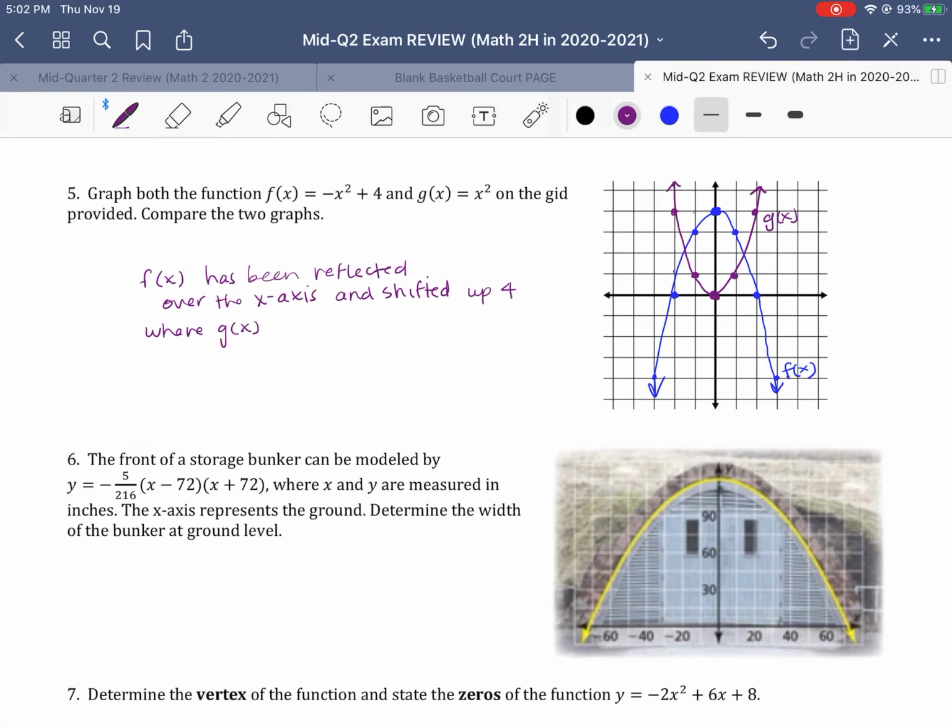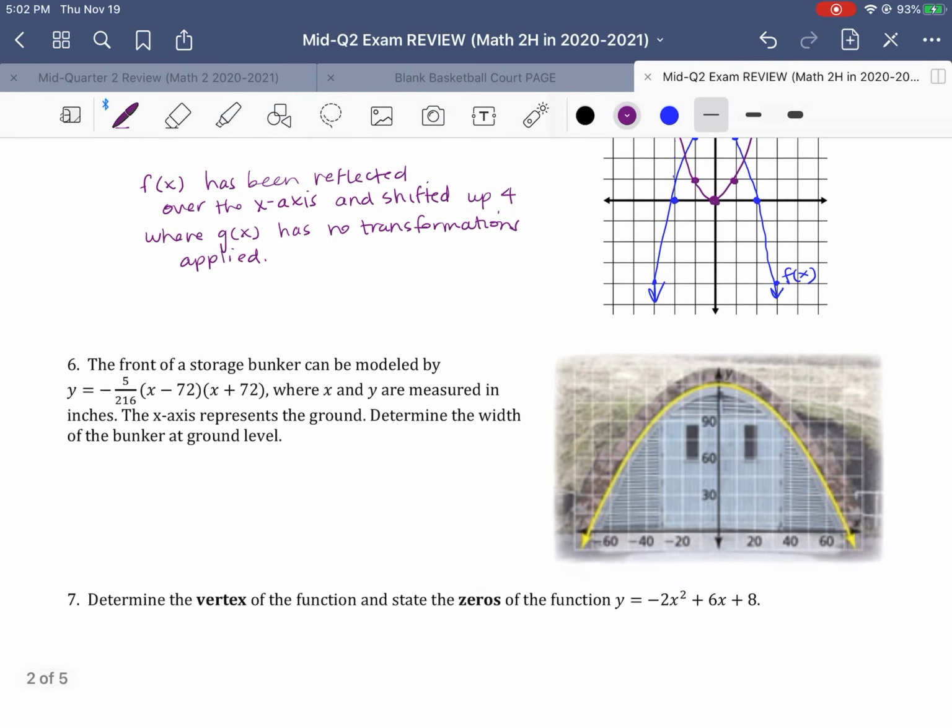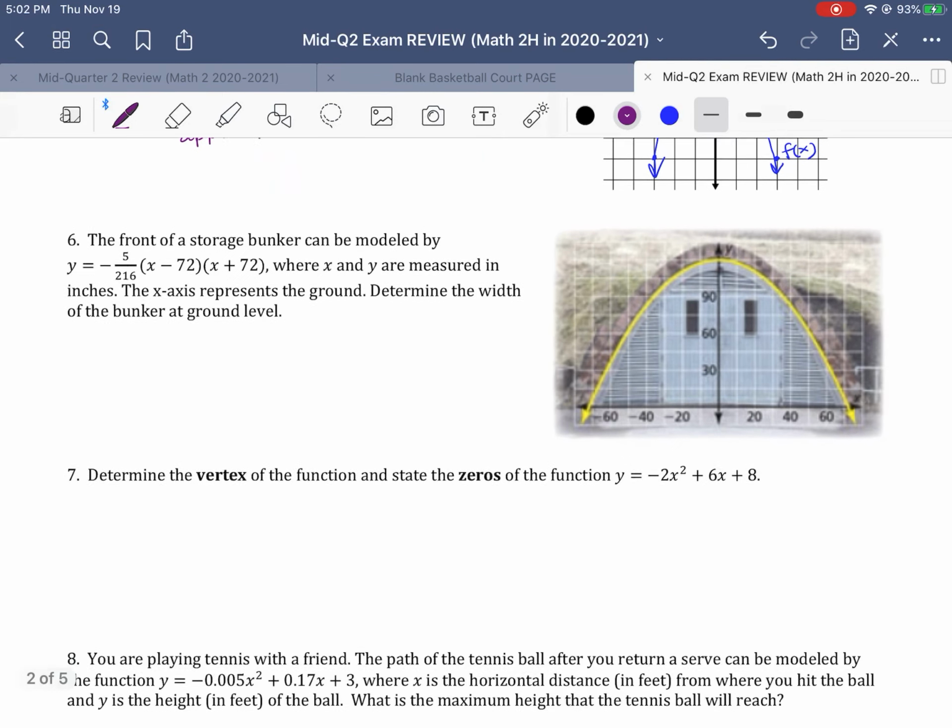Where g of x has no transformations applied, or you could say is still sitting at the origin. Anything to compare those two using the correct vocabulary? Okay, let's do 2 more on this one.